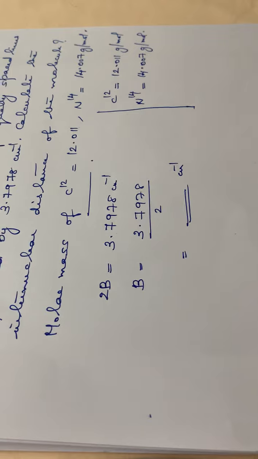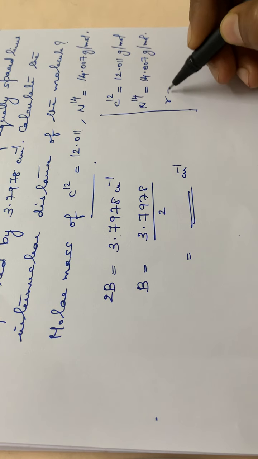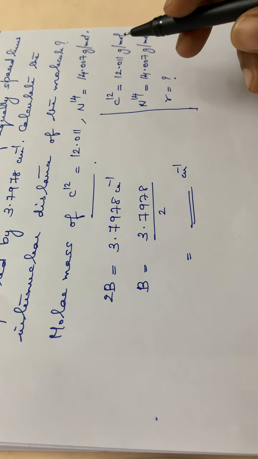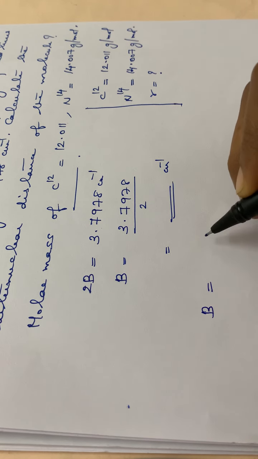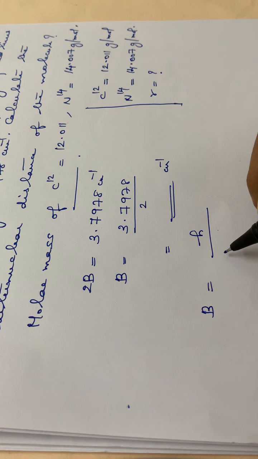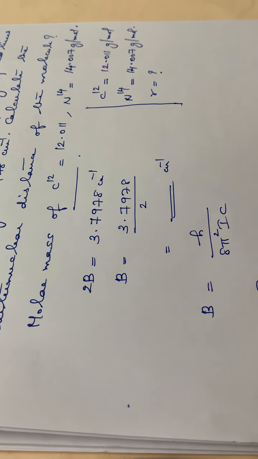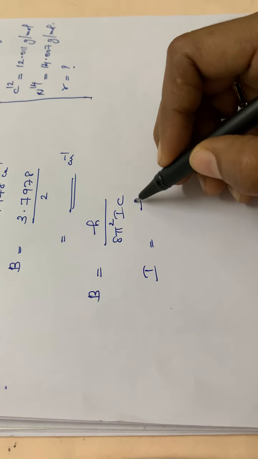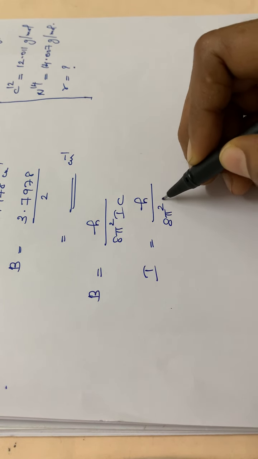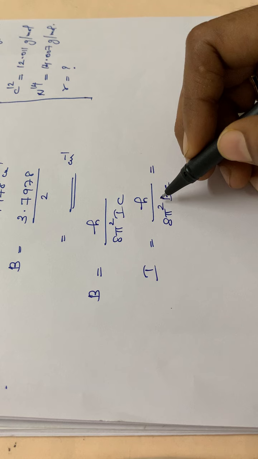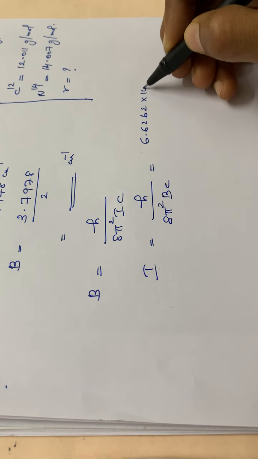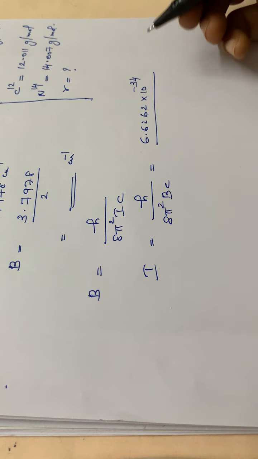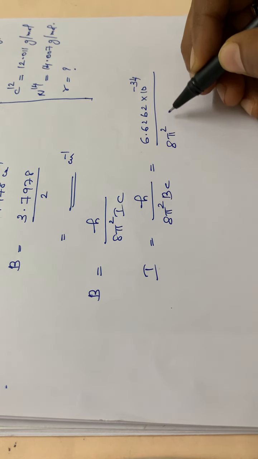Again, the similar steps. You have to calculate the internuclear distance of the molecule. Here I is not given, so you have to calculate I also. The relation connecting B and I is B is equal to h divided by 8 pi square Ic, or I is equal to h divided by 8 pi square Bc. In this you have to substitute the values. h is equal to 6.62 into 10 raised to minus 34, divided by 8 pi square into B.